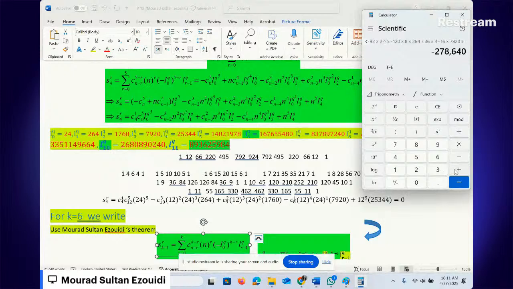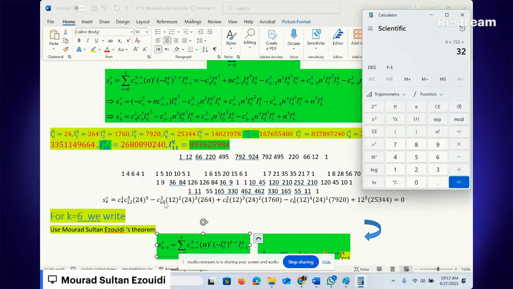Okay, just a moment, I will repeat this again. We have 4, multiply by 12 choose 5: 1, 2, 3, 4, 5. That is 792, times 2 raised to the power 5, meaning 32.